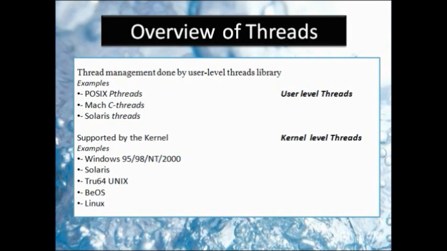Overview of threads. Thread management is done by a user-level thread library. There are two types of threads: user-level threads and kernel-level threads. Some of the user-level threads are POSIX Pthreads, C threads, and Solaris threads. The threads supported by the kernel are Windows 95, 98, NT, 2000, Solaris, Tru64 Unix, BeOS, and Linux.